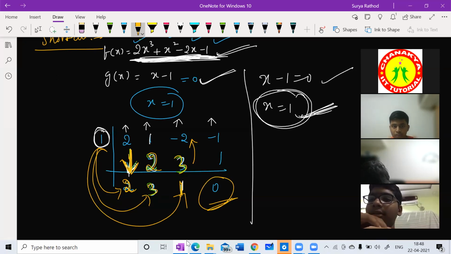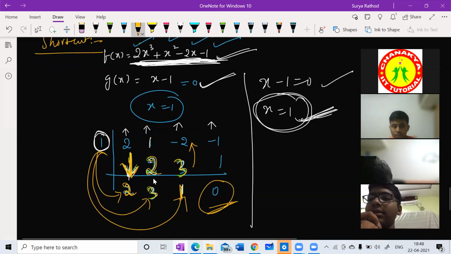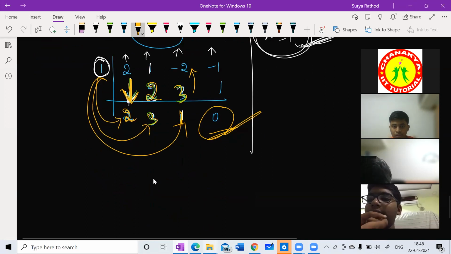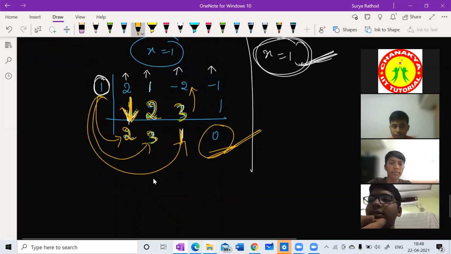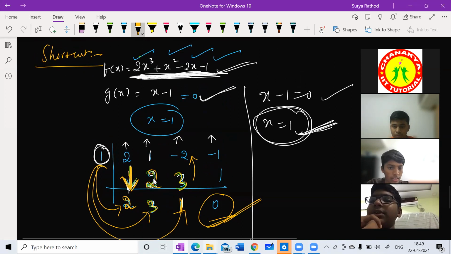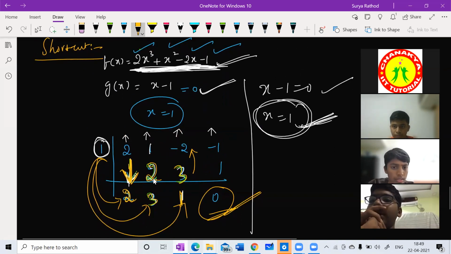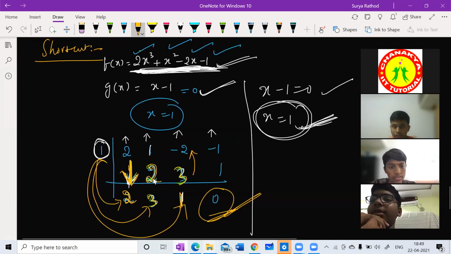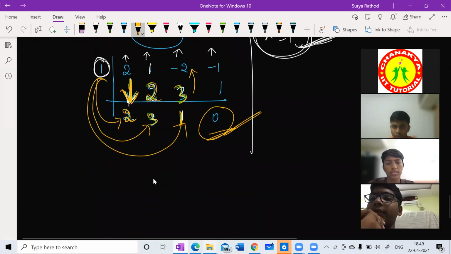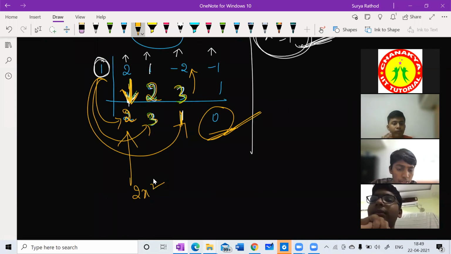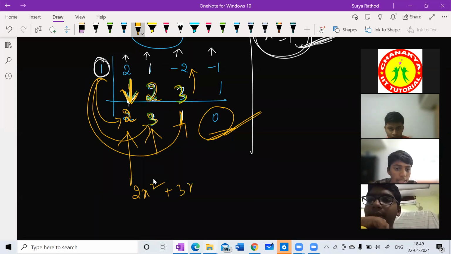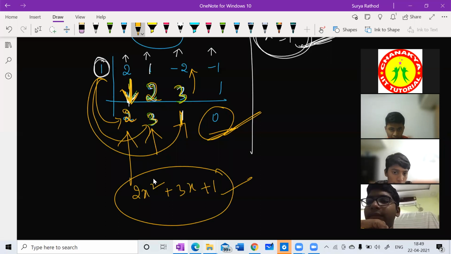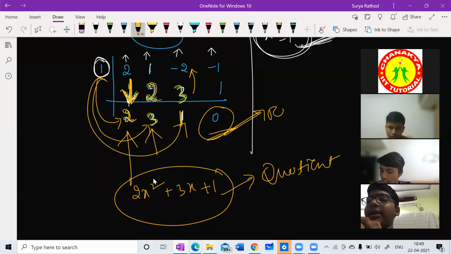As simple as that. Now I got an equation. I got a remainder. What is my coefficient now? Any one of you? 2, 1 minus 2 minus 1. So that is 2x cube plus x square minus 2x minus 1. No. What is my coefficient? My coefficient is 2x square plus 3x plus 1. This is my quotient. 0 is the remainder.